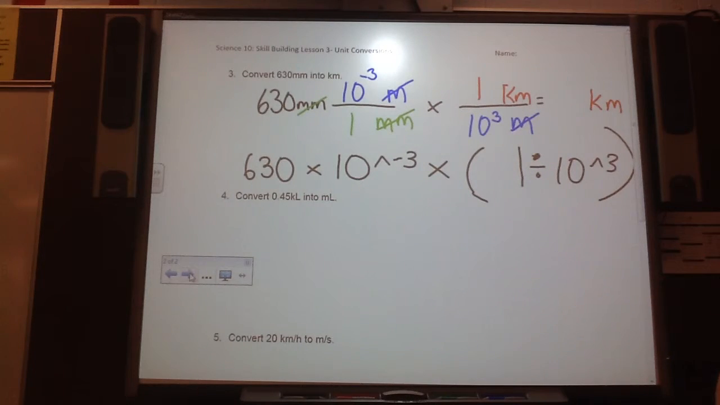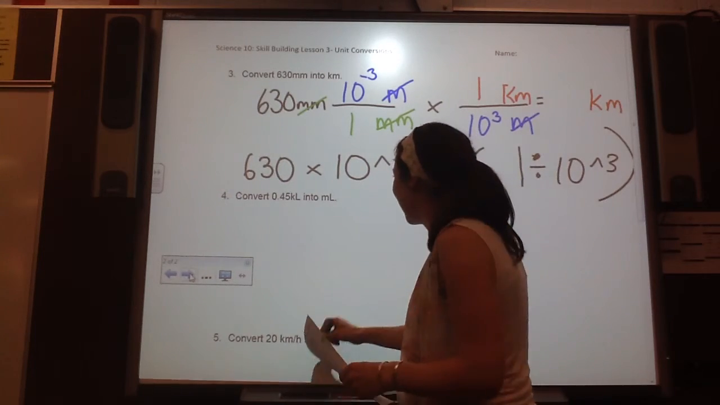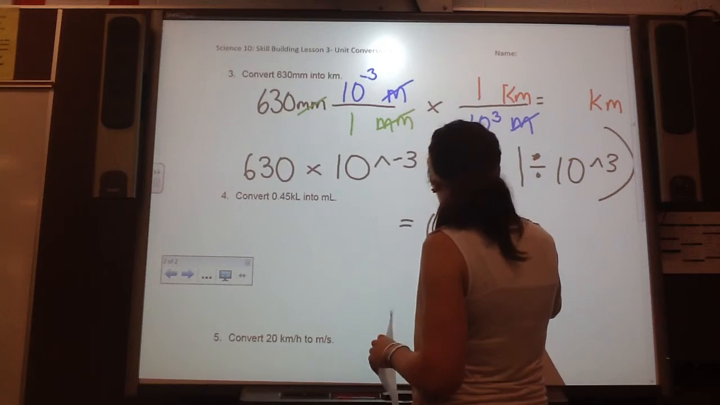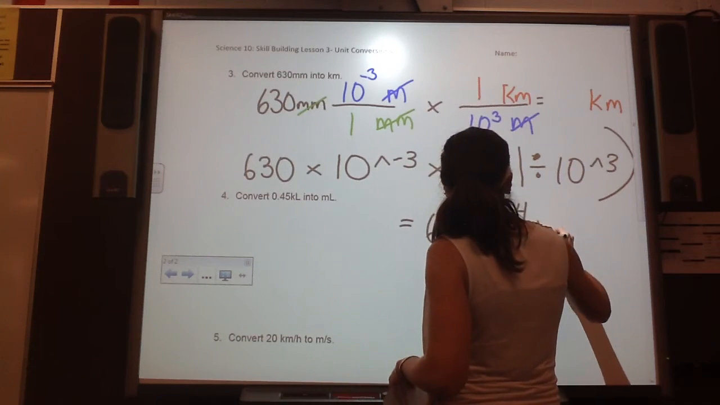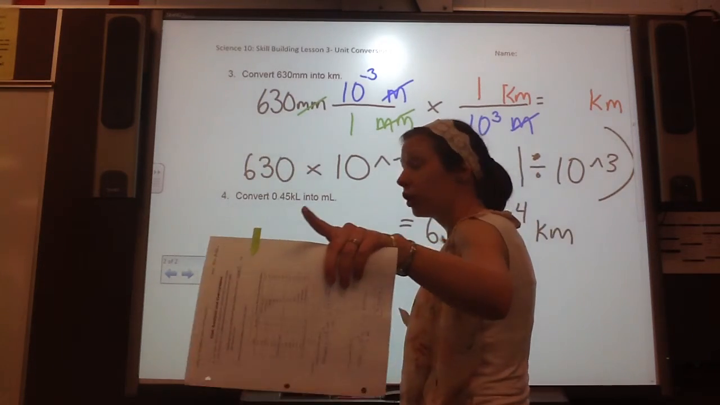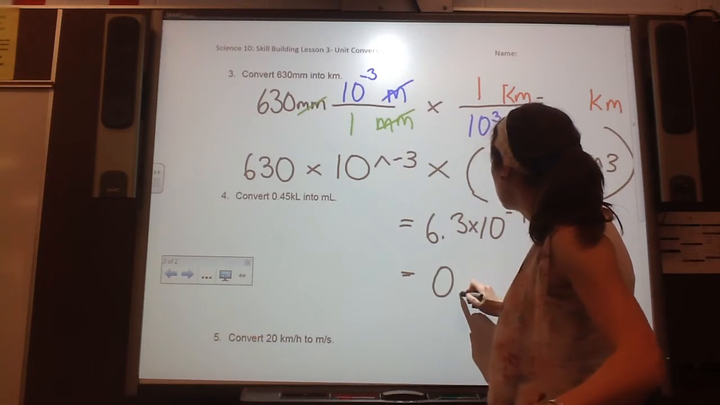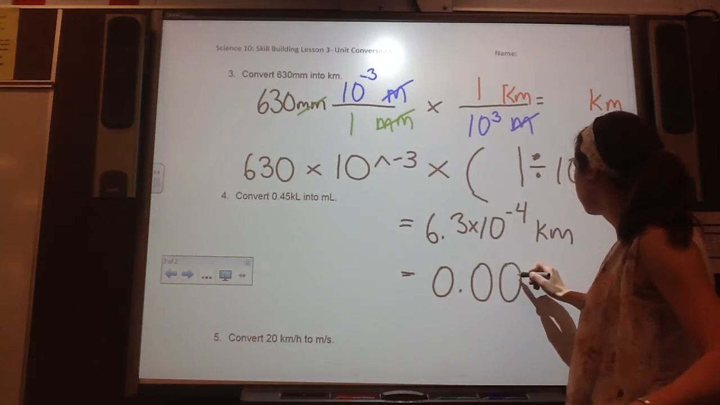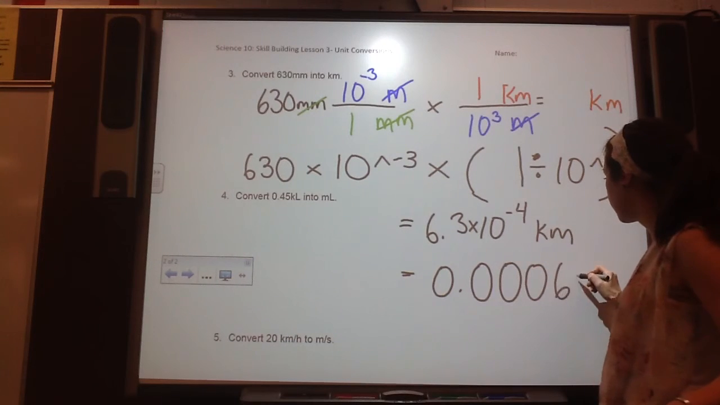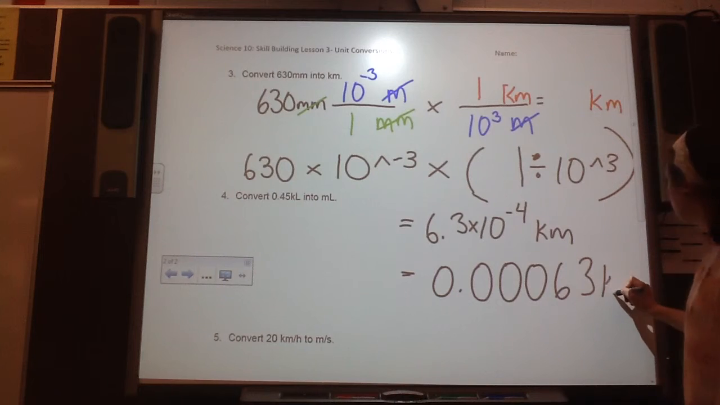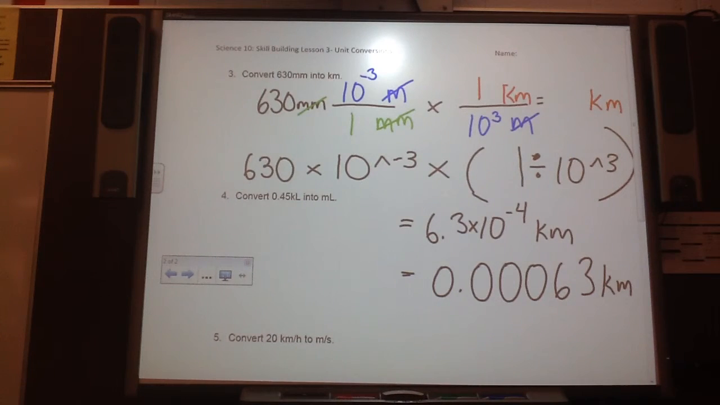Okay, what's the answer? Good one, Carson. So the answer is you get 6.3 times 10 to the -4 kilometers, or you could have this showing up on your calculator, some of you got it, where you have 0.0006. You have that on your calculator, right? Some of you might have. Yes, both mean the same thing.